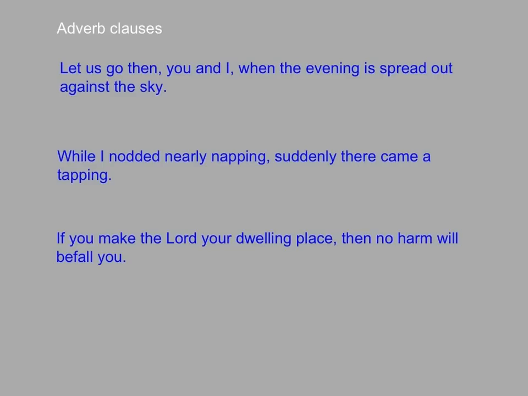Let us go, then you and I, when the evening is spread out against the sky. That's your adverb clause, and it's answering the question when we go. While I nodded, nearly napping, suddenly there came a tapping. That's Edgar Allan Poe. This one starts with a subordinating conjunction, while. While I nodded, nearly napping, suddenly there came. This is when there came.